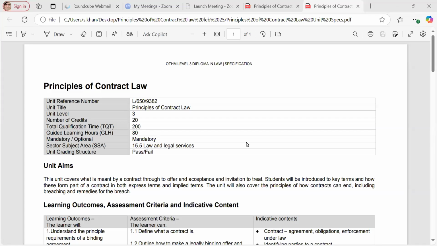Morning, everyone. Today's session is on principles of contract law. My name is Shazia Khan, and the unit we'll be doing will have 4 learning outcomes and an assignment discussion.